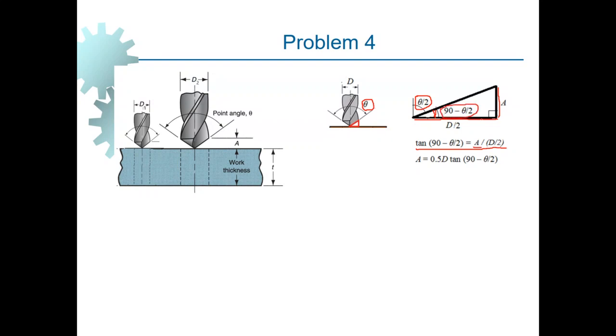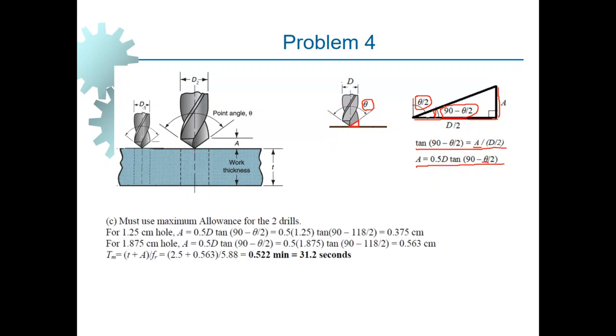So we can easily make use of this trigonometric equation and write this equation for the side of the right triangle, and that is dimension A. We can easily substitute the values of the diameter of the cutting tool as well as theta, and we have all this at hand. If we substitute this, we can compute the side of this triangle for both of the drill bits. For the smaller one, it comes to this much. For the larger one, it comes to that much.